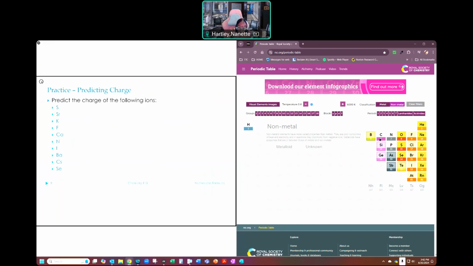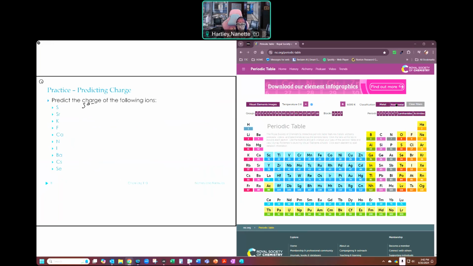So sulfur not only is going to gain electrons, but he's going to gain 2. So he's probably going to be an S2 minus. Since he's right underneath oxygen, I would expect that. I would expect everything underneath oxygen to do the same thing that oxygen does. Okay, all right, well, that's my sulfur.